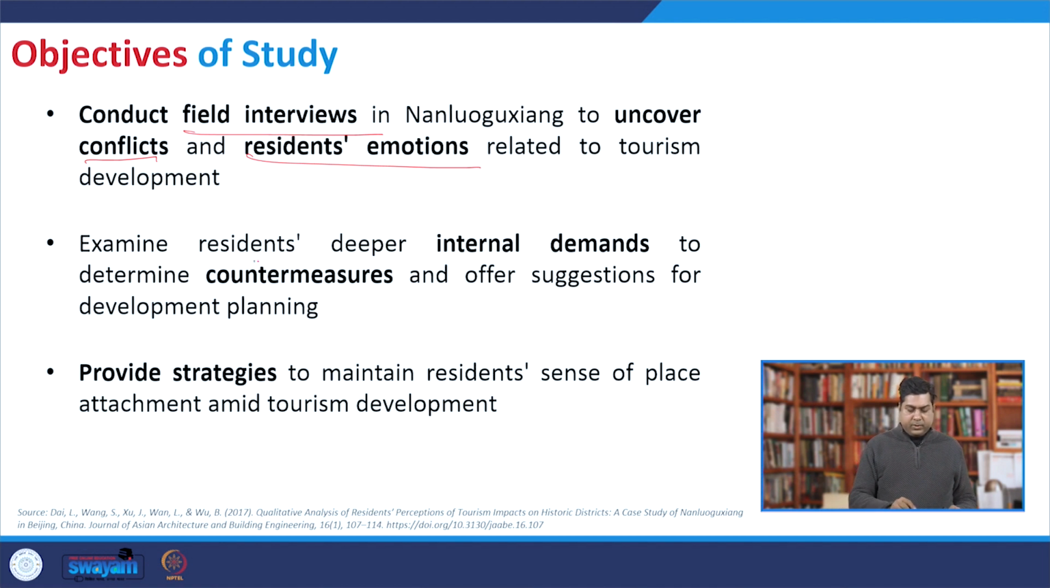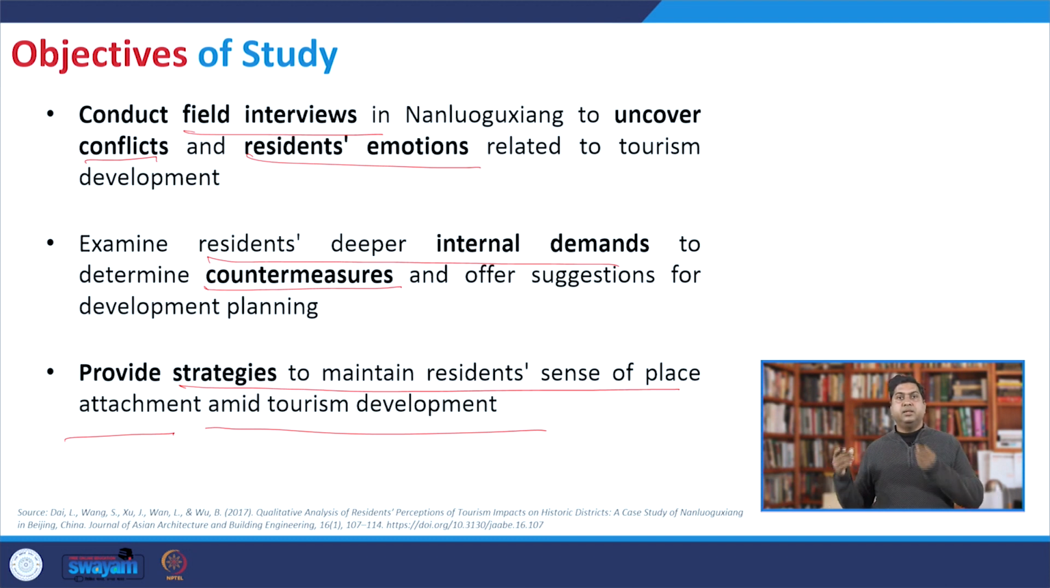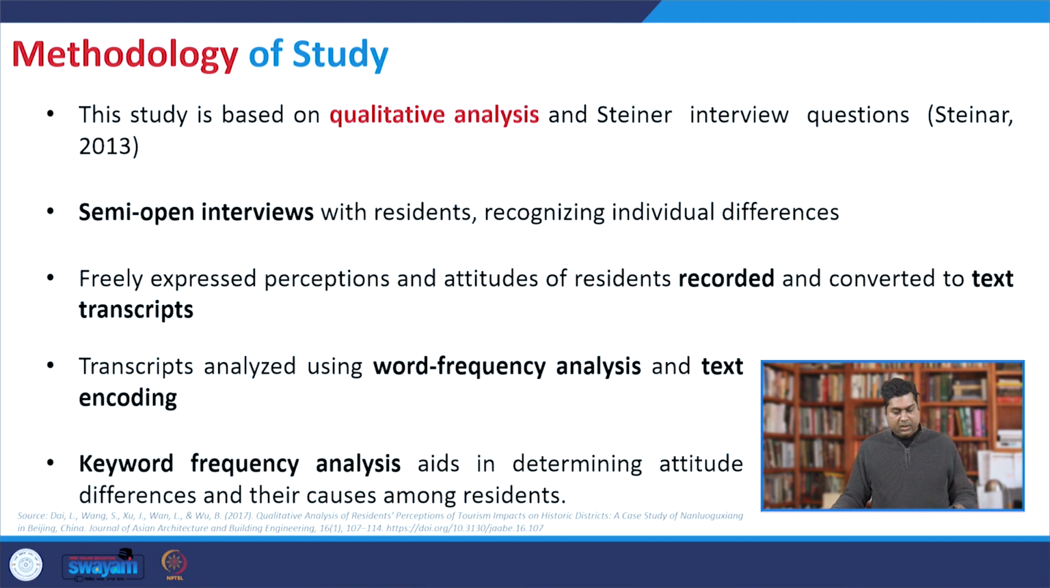Also, the objective was to examine the residents' deeper internal demand to determine the countermeasures and offer suggestions for development planning, and how things can be planned in an integrated way. And also, one of the objectives was to provide strategies to maintain residents' sense of place attachment, and at the same time, you go for some sort of tourism development, but taking the resident into confidence.